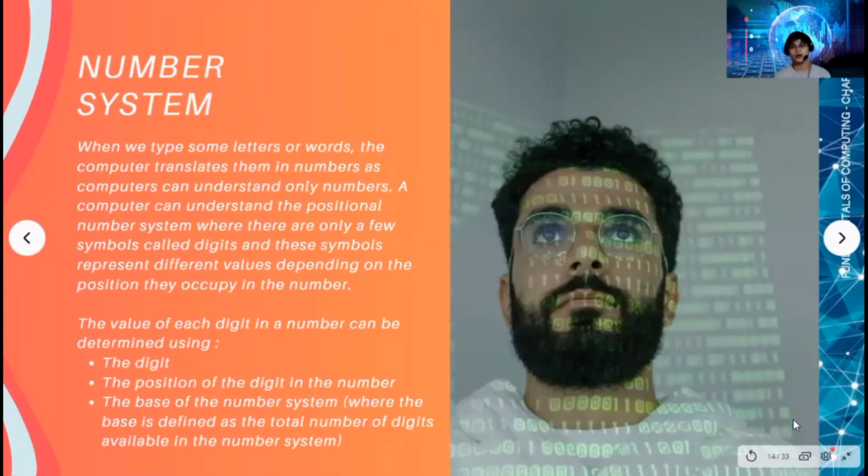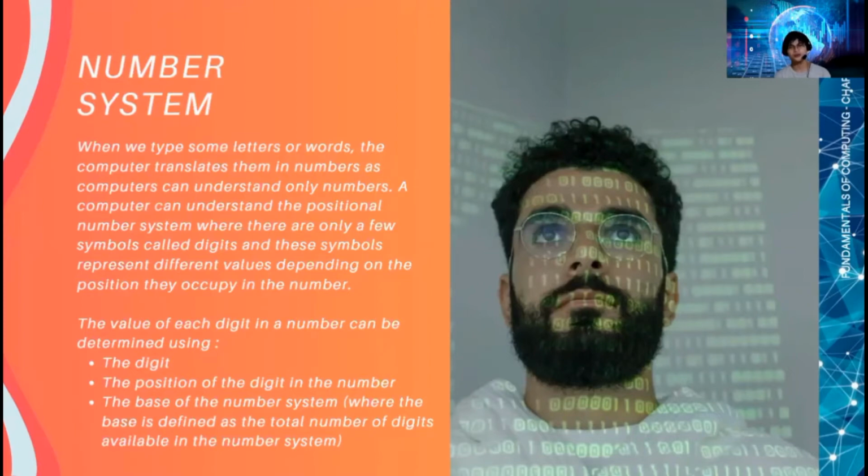A computer can understand the positional number system, where there are only a few symbols called digits. Again, symbols called digits, and these symbols represent different values depending on the position they occupy in the number. So it's very important that we know what a number system is, to imagine how the computer translates everything to give us really great output.